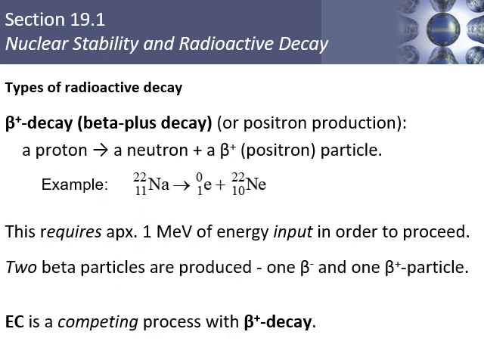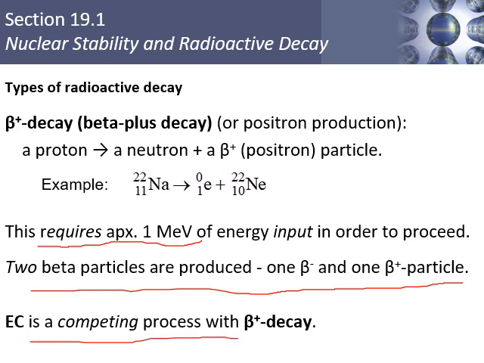So notice here, it says this requires about 1 mega electron volt in order to go, and 2 beta particles are produced, 1 regular electron and then the positron. So this is what we just talked about, and then it says at the bottom that electron capture will compete with that, and the basic result will be the same. So let's go to the next slide.